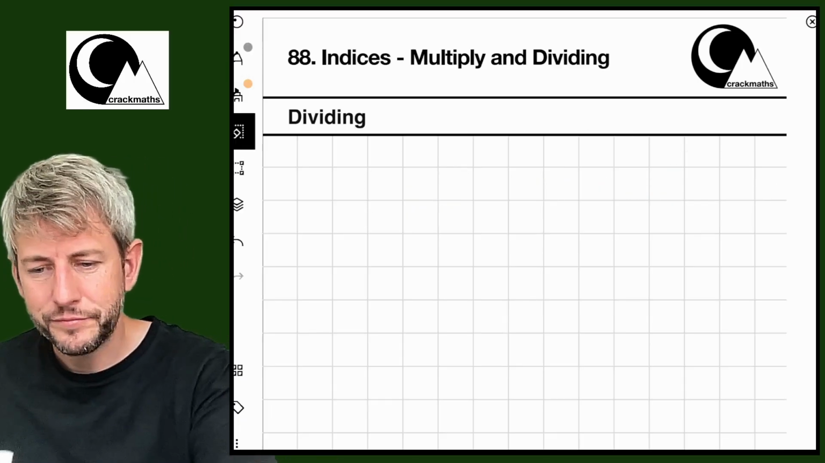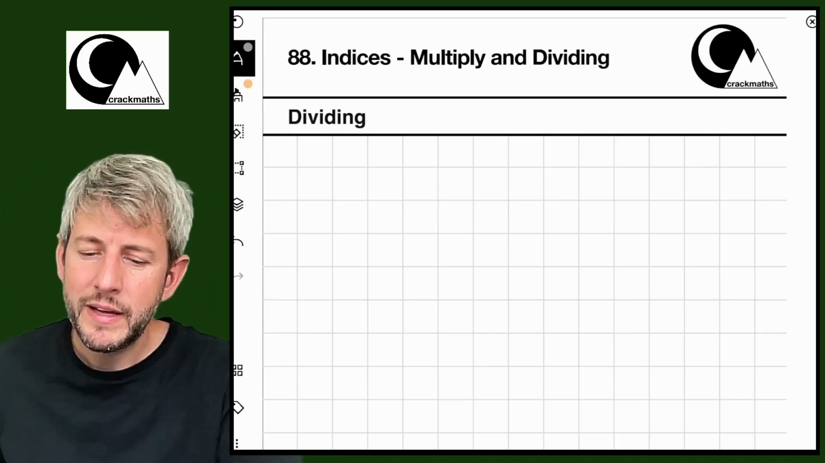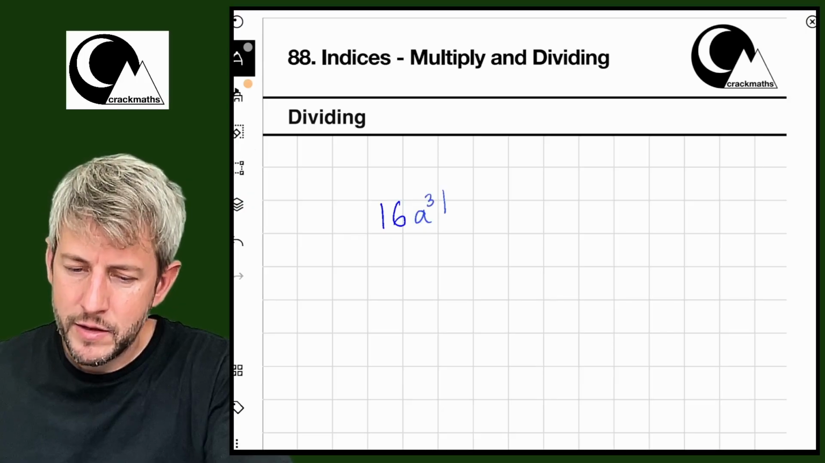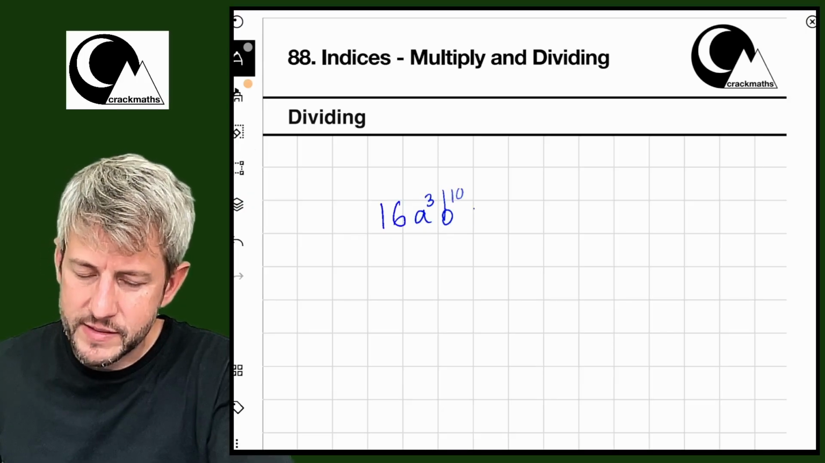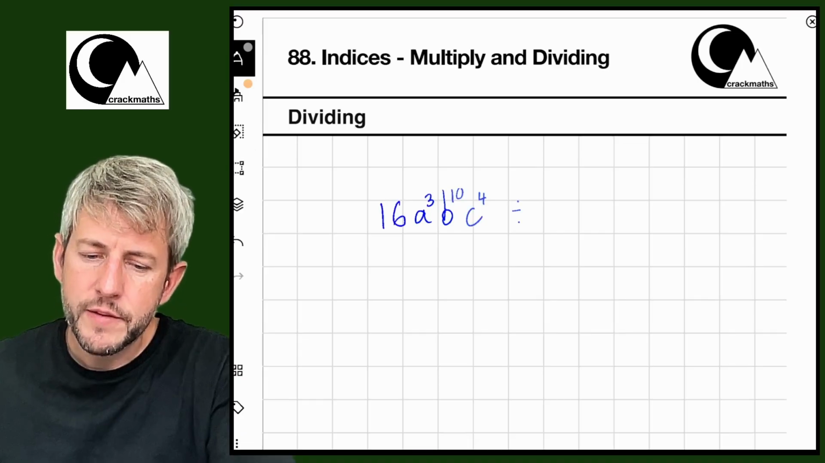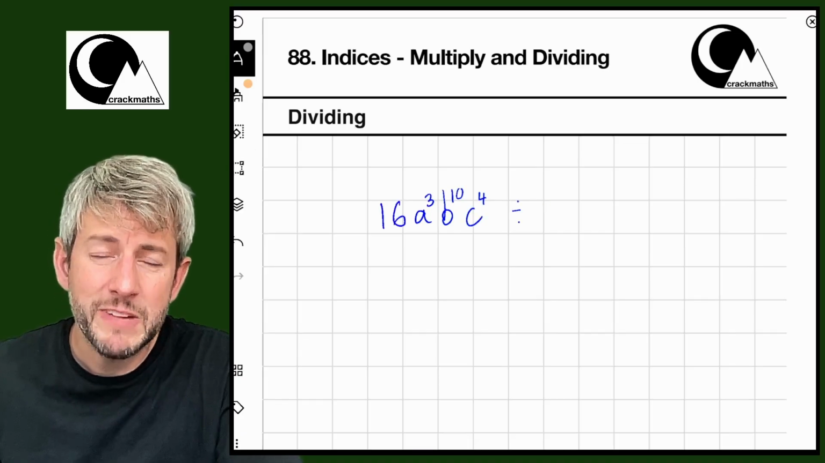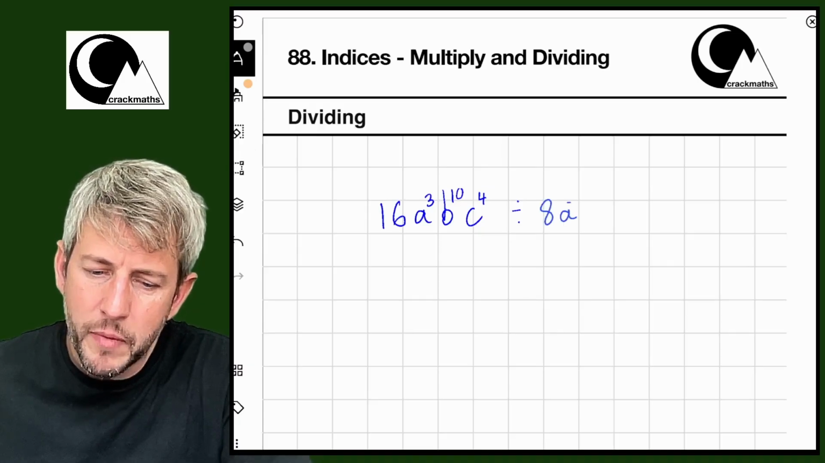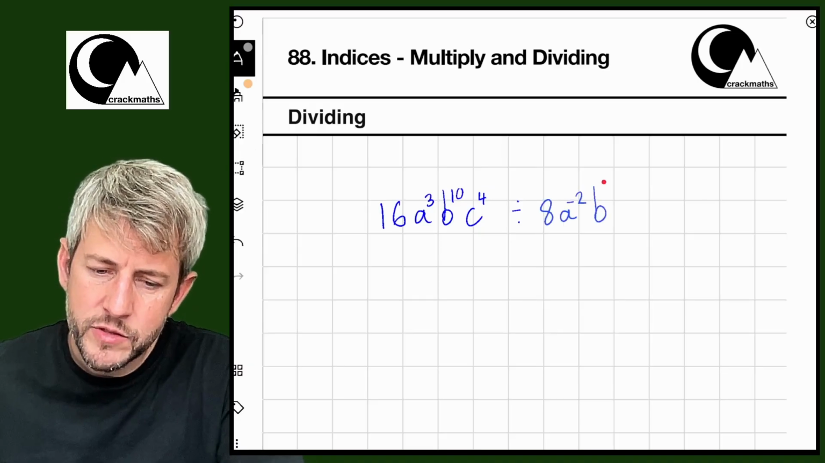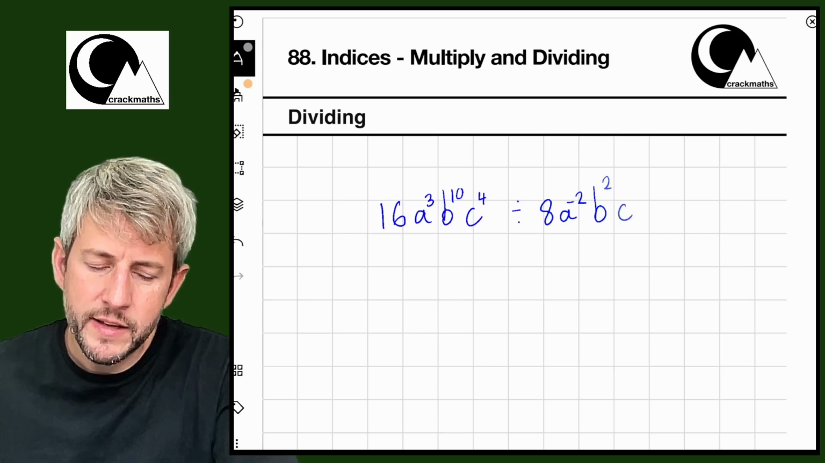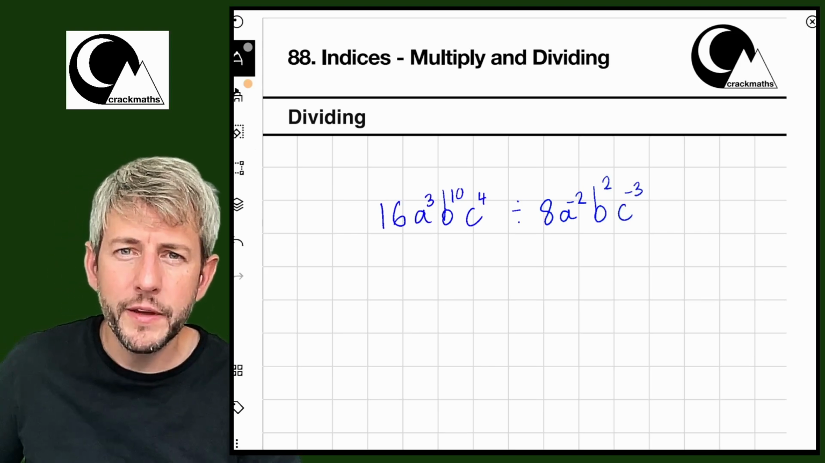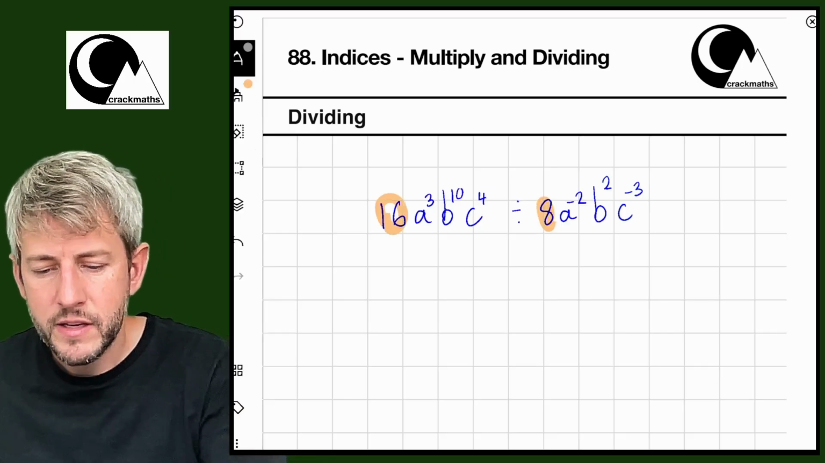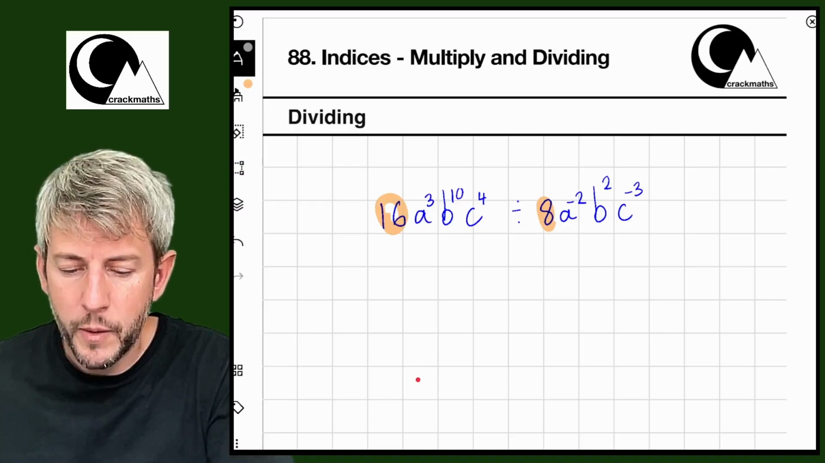Let's try another. This time let's include another variable. Let's say this time we've got 16 a to the 3, b to the 10, c to the 4, divided by, and then let's include some negatives as well. So let's have divided by 8 a to the minus 2, b to the 2, c to the minus 3. Okay, so we'll do the numbers first. So the 16 divided by the 8. So 16 divided by 8 will leave us with 2.